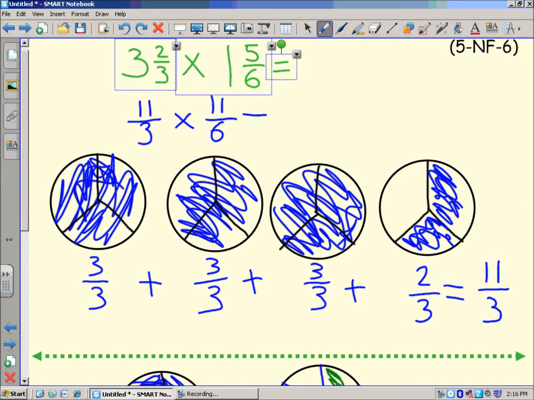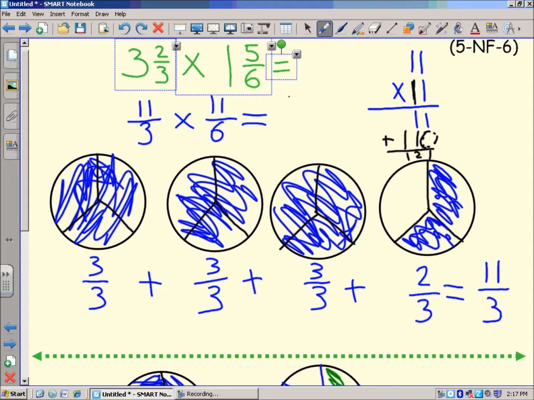11 thirds times 11/6. Now you can do 11 times 11. You can multiply that out. 1 times 1 is 1. 1 times 1 is 1. And then we'll work in the tens place for this one here. 1 times 1 would be 1. 1 times 1 would be 1. Some people like a placeholder 0. That's fine if you do that. And we want to add those up, and you'd get 121.